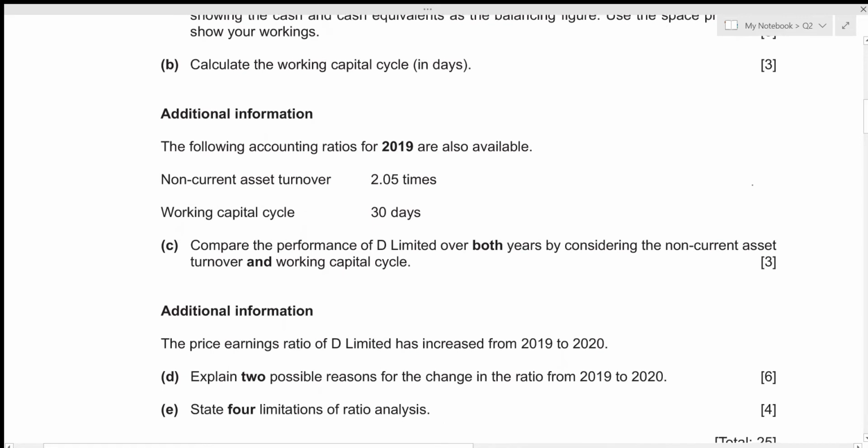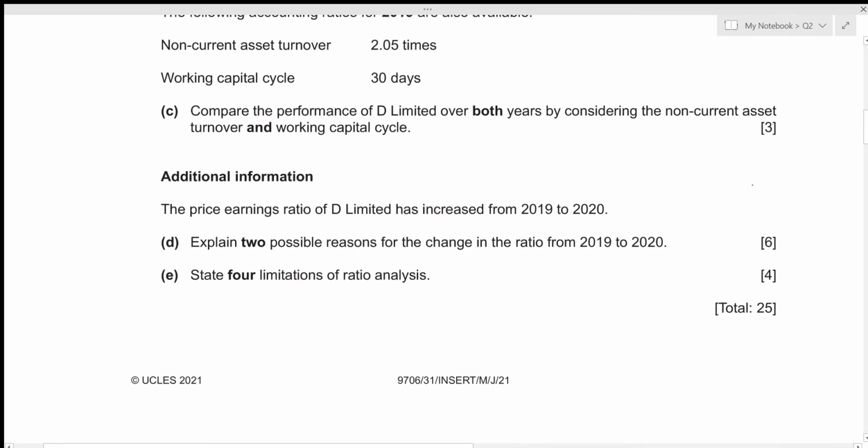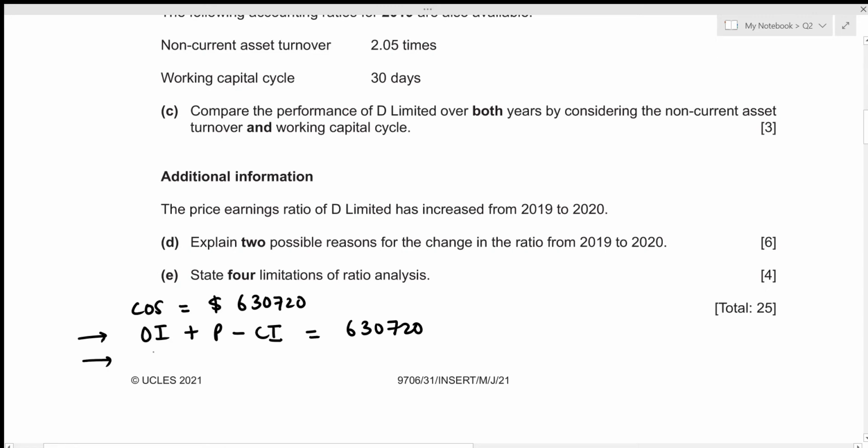Alright, so I'm just going to figure out an area where we can work. Okay, so right here. We know that our cost of sales, we just figured out to be 630,720. And what we know is that the cost of sales consists of the opening inventory plus purchases minus the closing inventory. And this will be 630,720. Okay, so we have our opening inventory.